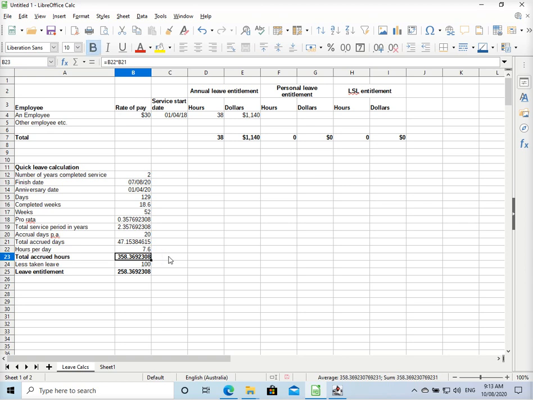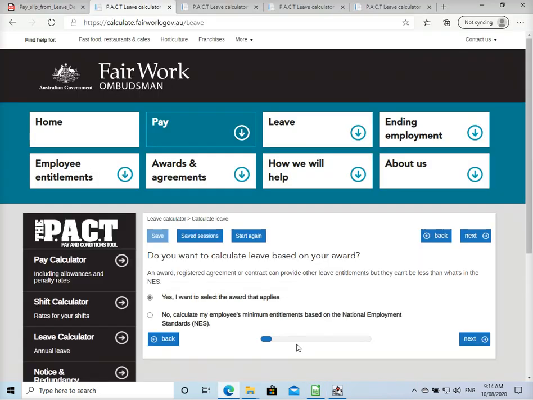Okay. Now, I'm going to just quickly run through the Fair Work calculation, and I think most people probably just use the Fair Work calculator. It produced a number which is, as we'll see, a little bit higher, but again, negligible. So let's have a look at that. Let's do that same calculation in this Fair Work calculator.